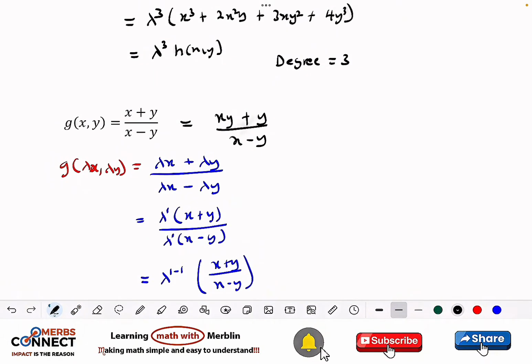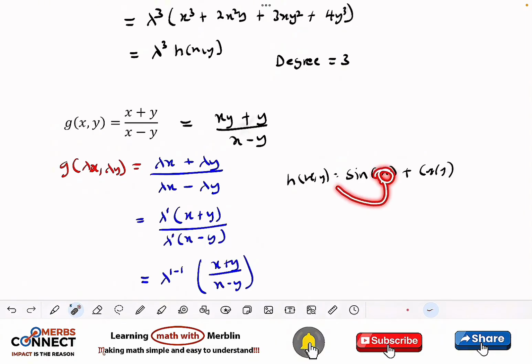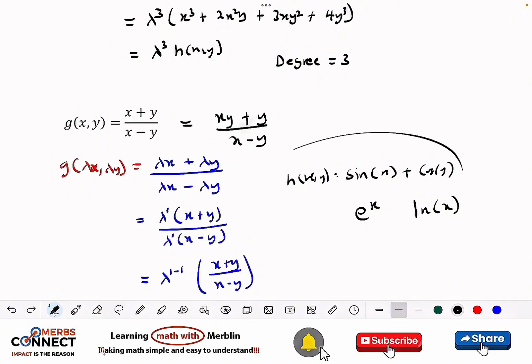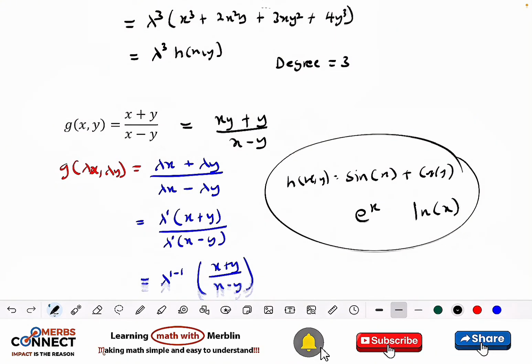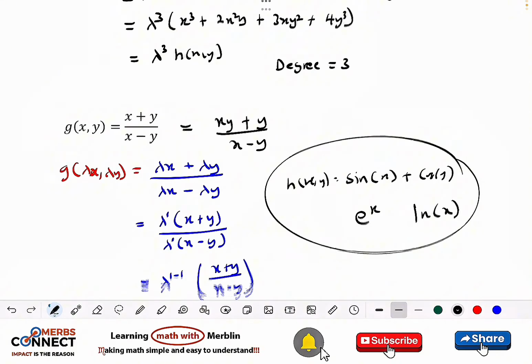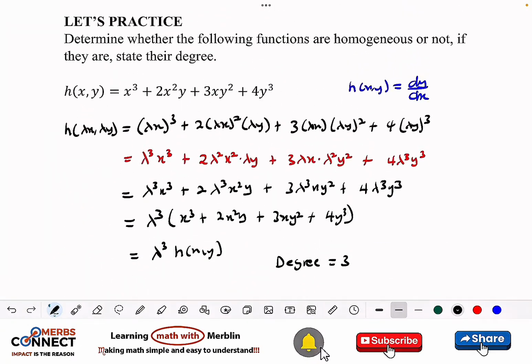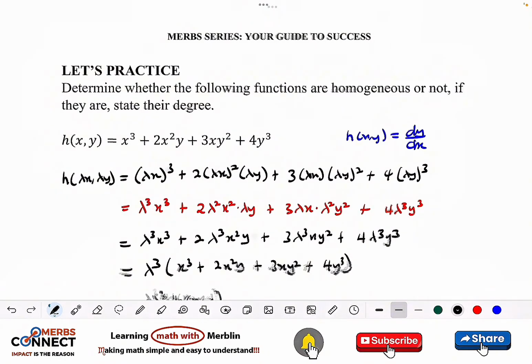Another function that we can talk about is the sine function. If I have a sine function, which is, let's say, sine x plus cos y, and this is h of x, y, we can see that when I plug in lambda here, I cannot pull the lambda back. So there is no way the function is going to be homogeneous. We can talk about the exponential function. We can talk about the length function. All these functions are not homogeneous because when you put the lambda inside, it becomes an angle and you cannot pull it back. So basically that is how we can determine if a function is homogeneous or not.